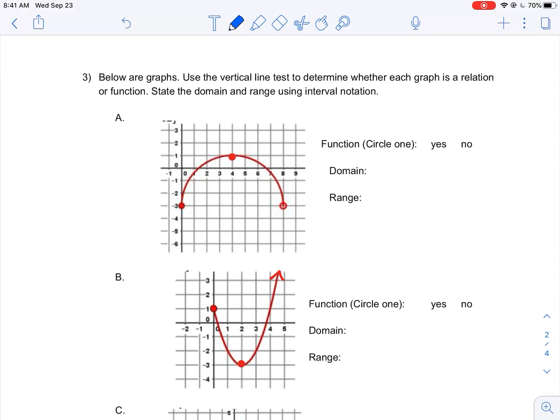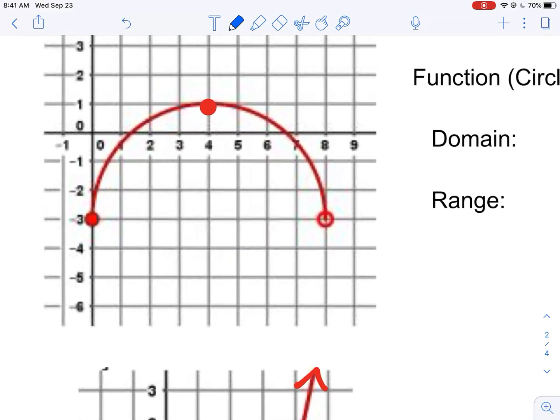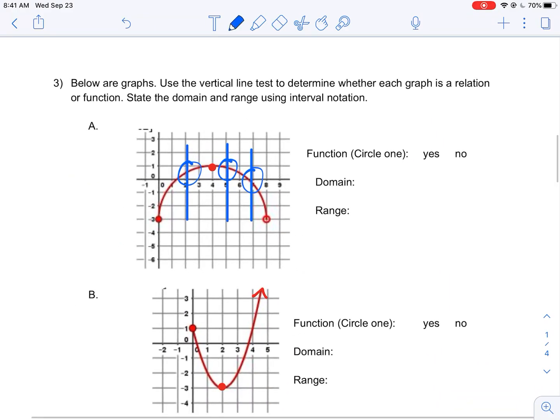It's telling us to use the vertical line test to determine whether each graph is a relation or a function, and then to state the domain and range using interval notation. Now, a vertical line test, what that tells me is I can draw a vertical line through any point in my function, and it's only going to go through once. If you notice here, that line only went through once. Goes through once. I can keep doing this, and guess what? It's only going to go through once every time I do that. That means this is a function. Every input has only one output.